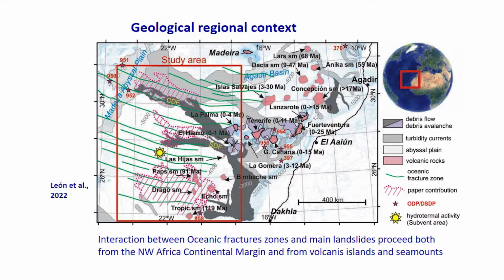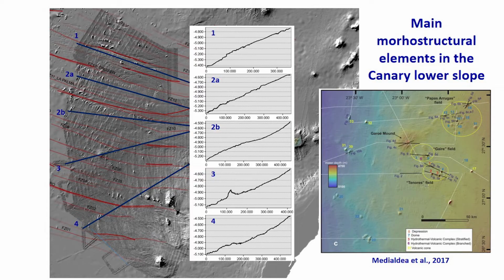Landslides in the margin are controlled by the oceanic fracture zones marked in the region. These are the oceanic fracture zones, and you can see that the landslides proceeding from La Palma and El Hierro are controlled in the margin by these oceanic structures, oceanic faults. Well, this is the area where we are working.